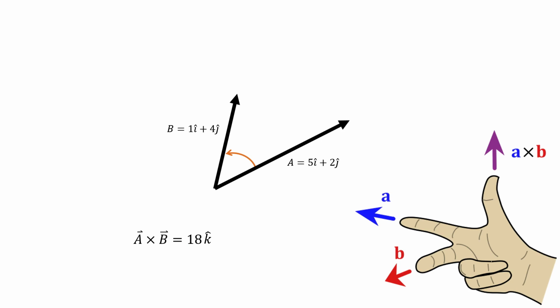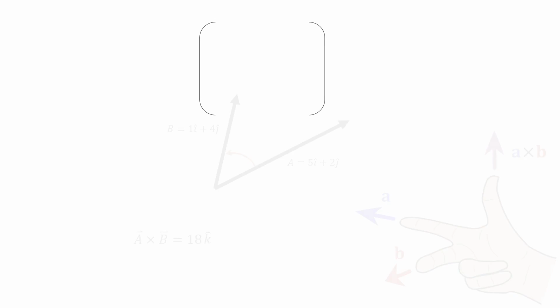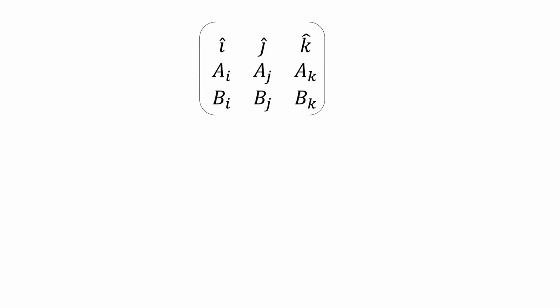There is another way to calculate cross products if you know the components of the vectors involved. Arrange the components of the vectors into a square matrix like this, with the top row being the unit vectors by themselves. The cross product is equal to the determinant of this matrix.